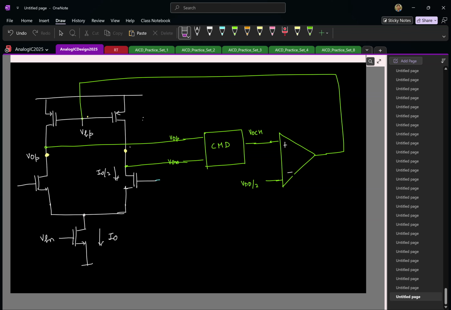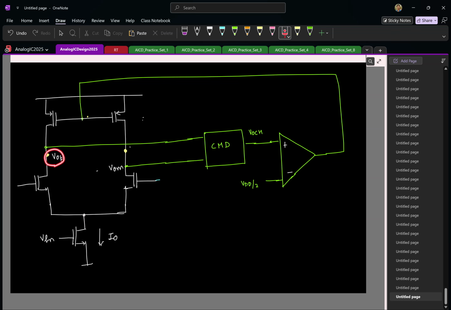So let me erase all this. Let me redraw this. I'll call this VO plus and VO minus. Here there are two blocks to be determined. One is this fellow that detects the common mode, and this is the op-amp that we already know how to make. So let's look at how to make this fellow.